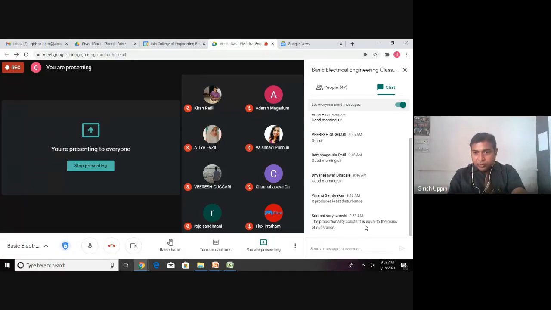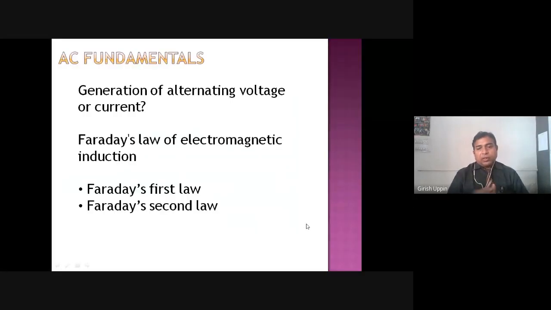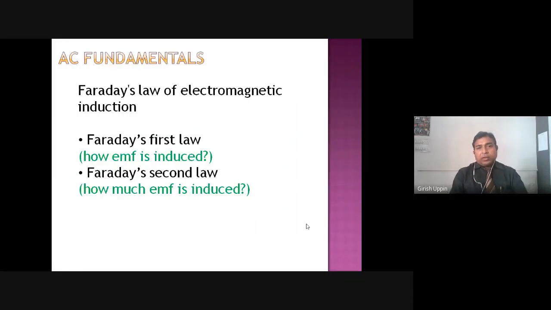The proportionality constant is equal to the mass of substance. Okay, so I have two keywords so that we can understand what is the first law. So, what is the first law? Before I state it, if you ask the question, how EMF is induced, if you answer this, it becomes the first law.